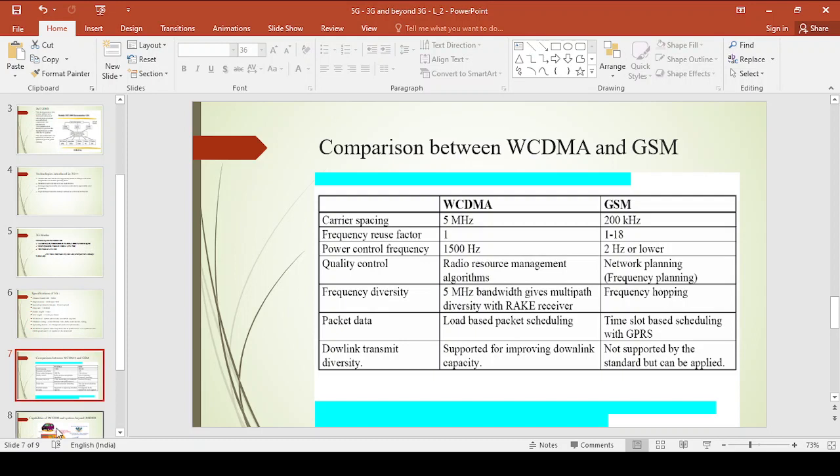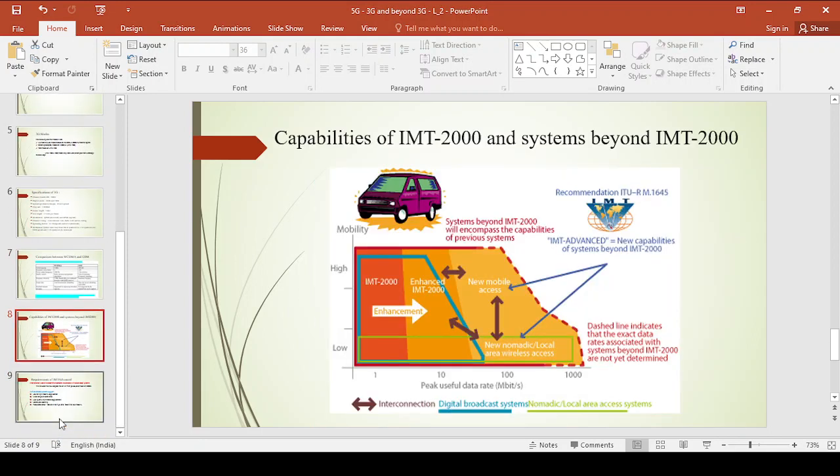Now coming to the next slide. Now there ends the 3G basics. Now from here we will see beyond 3G, right? Beyond 3G, 3.5G and 3.9G. Now if you see this figure, capabilities of IMT 2000 and systems beyond IMT 2000.